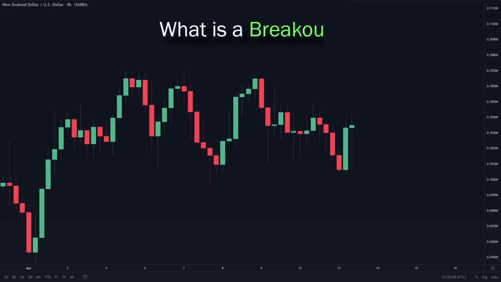First, we need to define what a breakout actually is. A breakout simply refers to when the price of an asset breaks beyond a key support or resistance level, which usually leads to huge price movements. Let me show you an example.